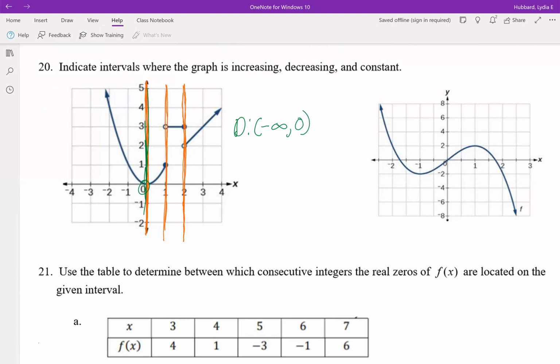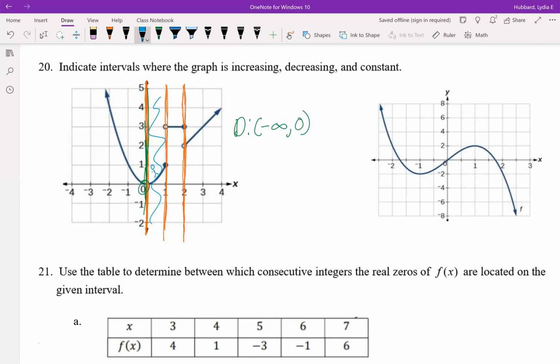Then our little man starts to walk uphill, right? He is walking uphill now in this middle interval, this one right here, which is happening between 0 and 1. So we are increasing between 0 and 1.